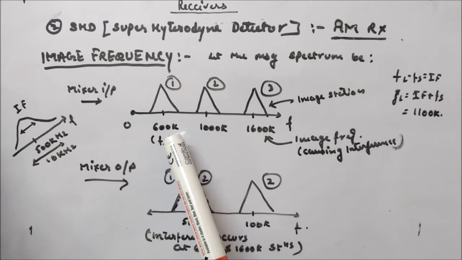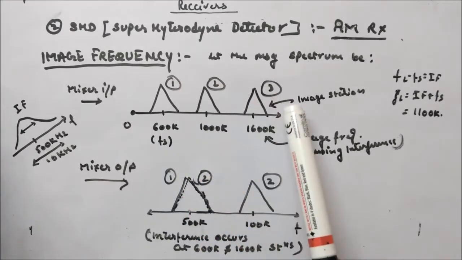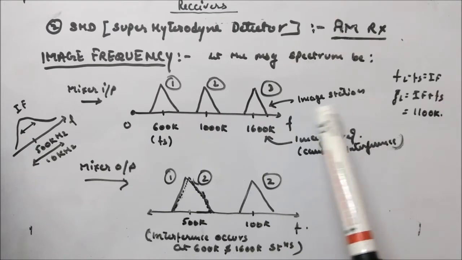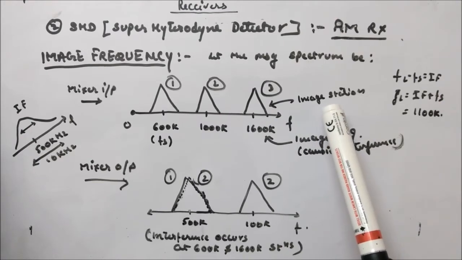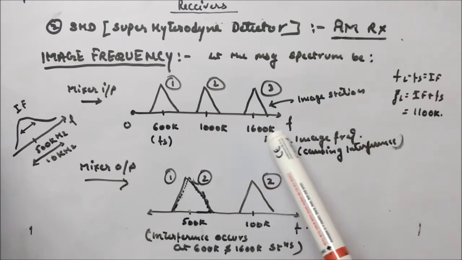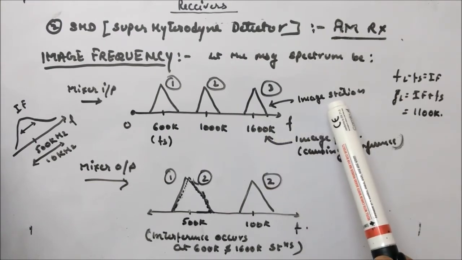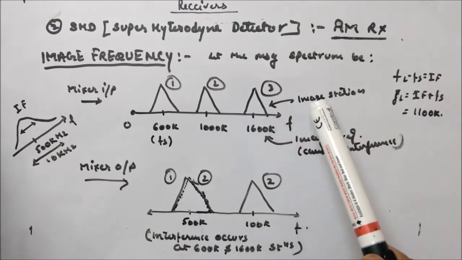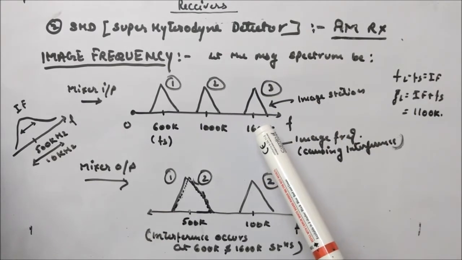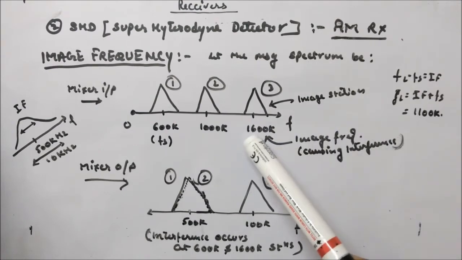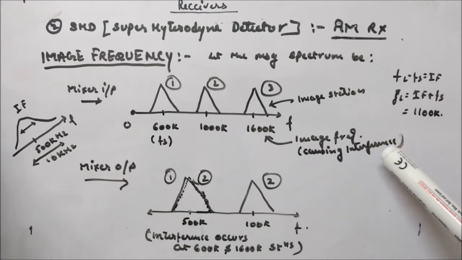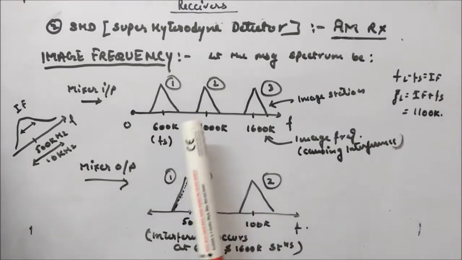kilohertz. This is the second message, and this is, let's say, the message which you don't want, and this is an image station. This is the station which is tuned to 1600K and is producing this image, and we don't want this image actually. Okay, so this frequency, 1600 kilohertz, is called the image frequency, which causes interference. How it causes, we will see.